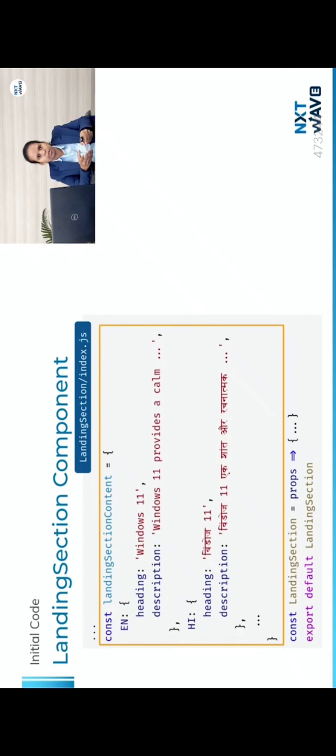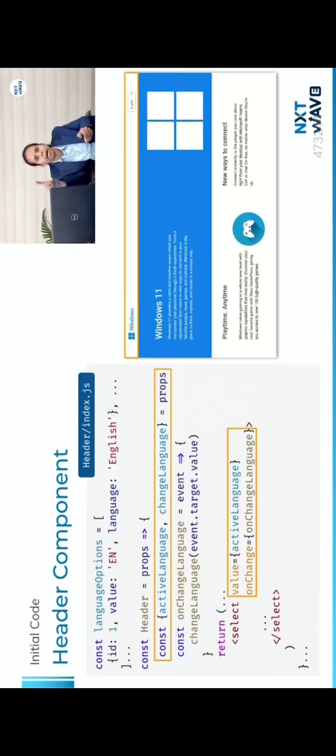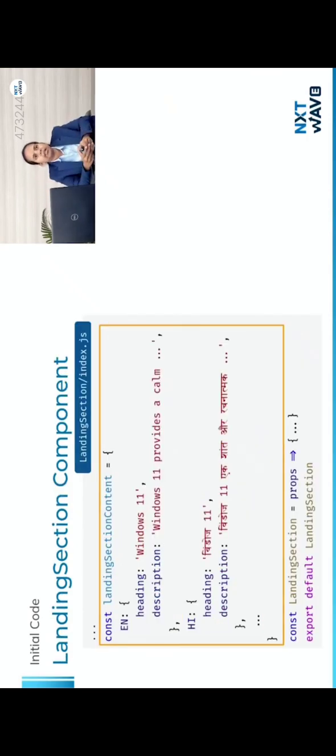Now, coming to the landing section. The landing section is the blue part in between. You can see the Windows 11 logo and all of that, that is the landing section. Coming to the landing section component, you can see on the top we have this object. In this object, the language and the corresponding content that needs to be displayed is being maintained. In case of English, the English heading and the English description are maintained. In case of Hindi, the Hindi heading and the Hindi description are maintained, and so on. So the content is being maintained in this particular object.